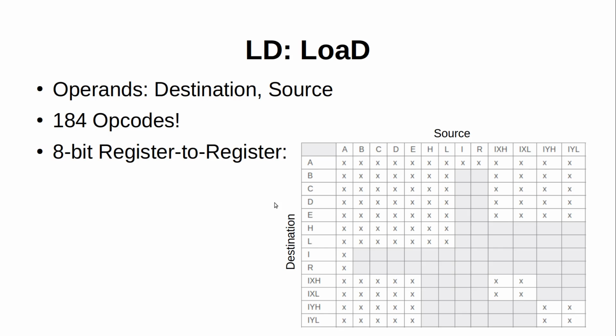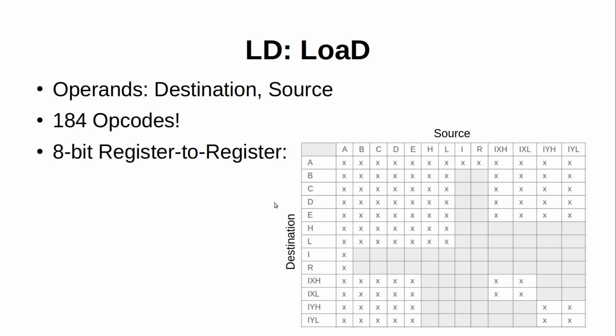Let's get back to that load instruction. We've seen how the operands work, and all of the addressing modes supported by each of them adds up to a staggering 184 opcodes in the Z80 instruction set architecture. That's nearly a quarter of all the opcodes, but LD takes on a lot of responsibility.